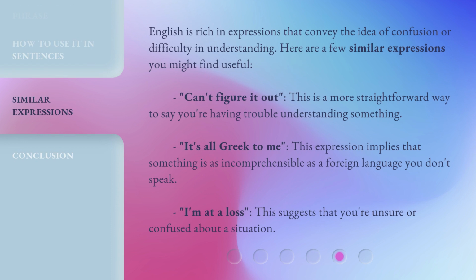English is rich in expressions that convey the idea of confusion or difficulty in understanding. Here are a few similar expressions you might find useful. Can't figure it out. This is a more straightforward way to say you're having trouble understanding something. It's all Greek to me. This expression implies that something is as incomprehensible as a foreign language you don't speak. I'm at a loss. This suggests that you're unsure or confused about a situation.